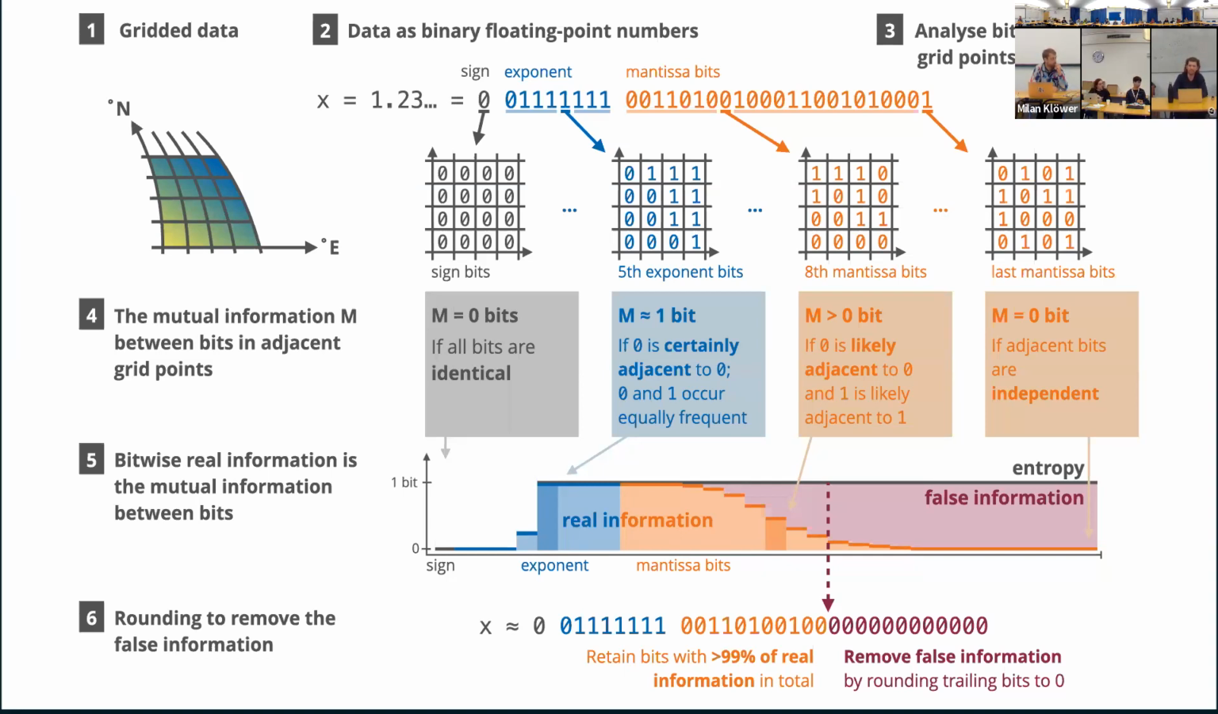So I could explain why, when n equals 1, 0 and 1 occur equally frequently.